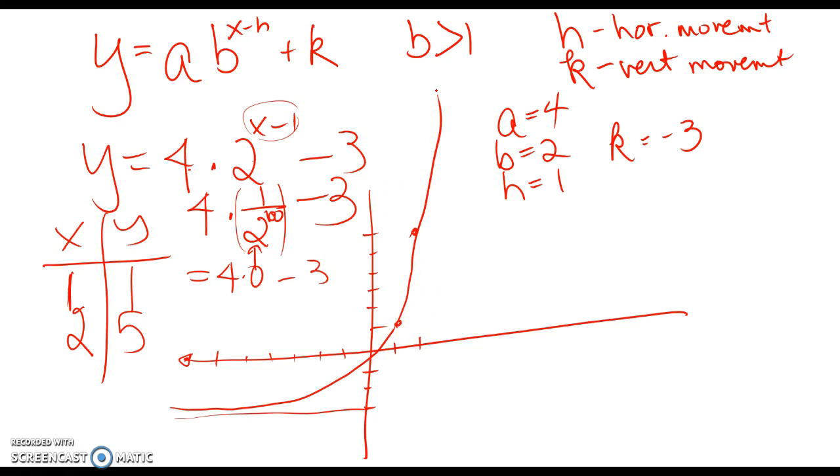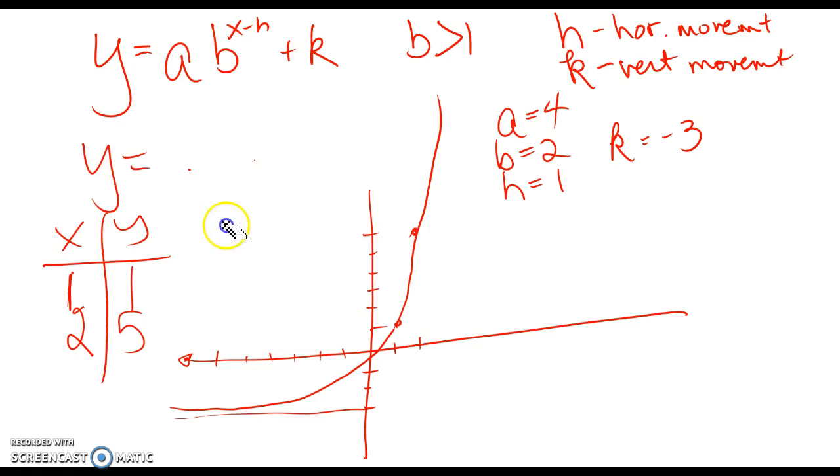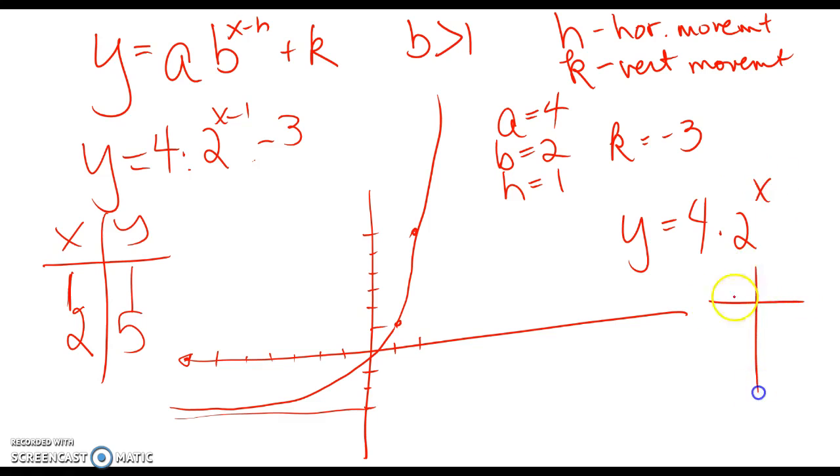Let's compare that to the graph. So I'm going to rewrite this. This is 4 times 2 to the x minus 1, minus 3. Let's compare that to this same graph where h is 0 and k is 0. That would be 4 times 2 to the x. Do our little xy table. When x is 0, y is 4. When x is 1, y is 8. And if x gets really, really small negatively, it's starting to look like this. Let's use negative 100. And that thing's approaching 0, isn't it?